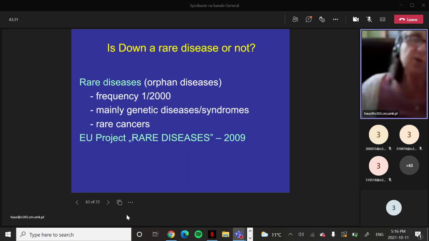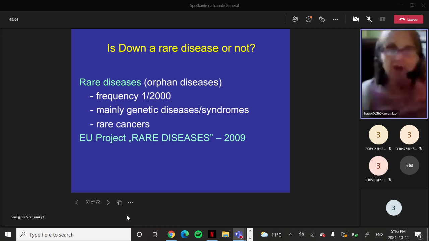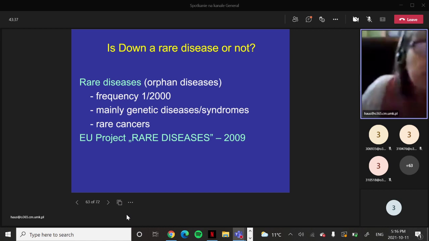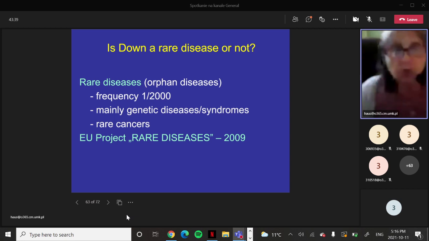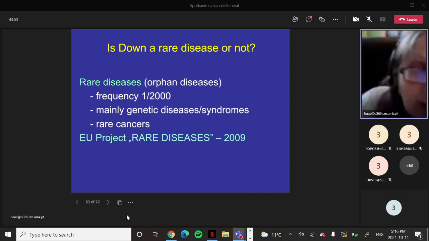And the basic question: we know that there is a European Union project, Rare Diseases. It is a very important project. It started in this century, and it is on rare diseases. Is Down syndrome a rare disease or not? Rare diseases, or orphan diseases, because nobody is interested in them. So, orphan.